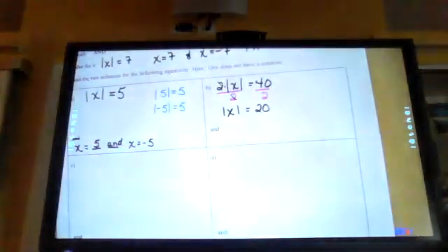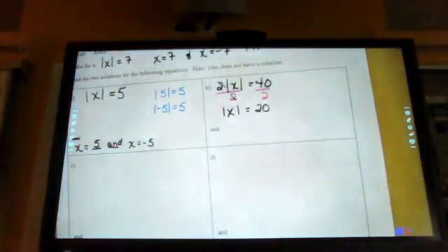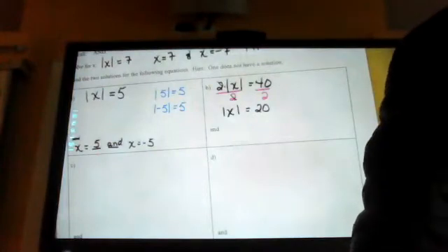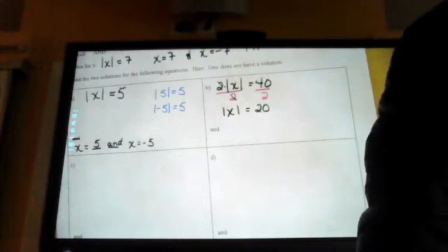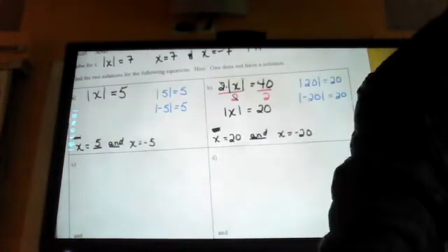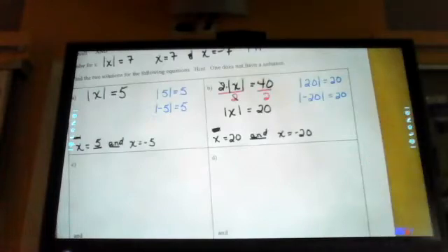Okay, from this point, we're going to pause the video and you solve for x. What two values of x can I put in those absolute value signs to get an answer of 20? Okay, guys, you should be getting x is 20 and x equals negative 20. If I put those in, I absolutely will get the correct answer.